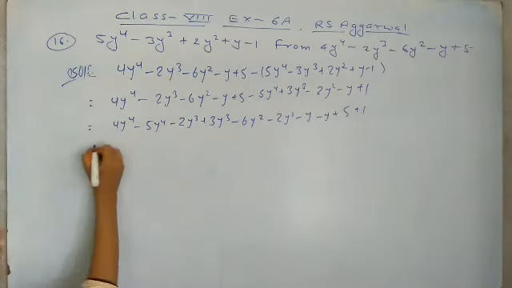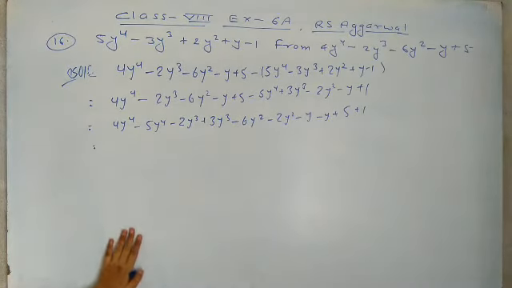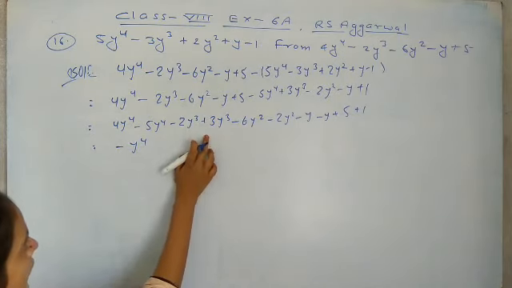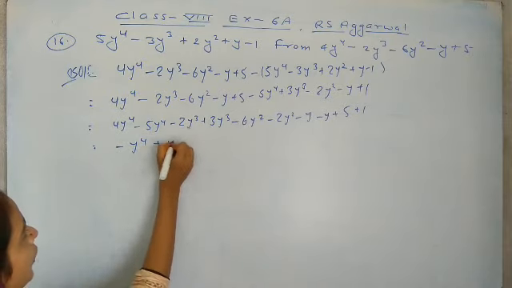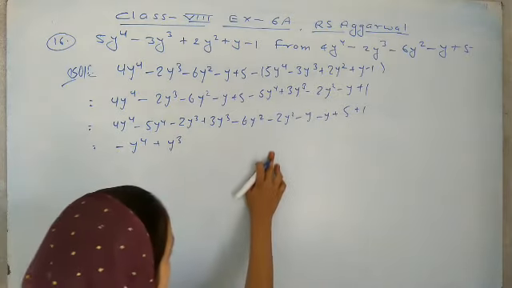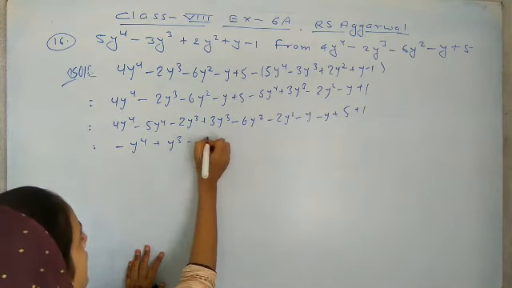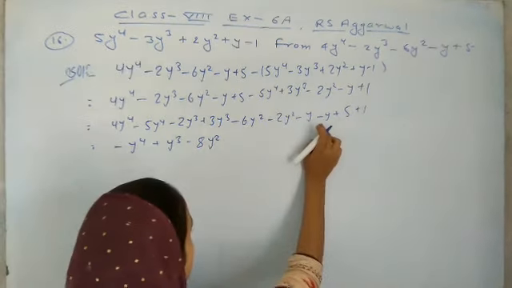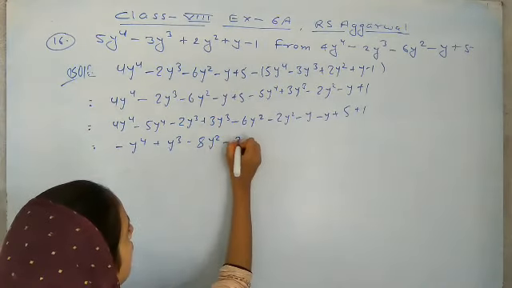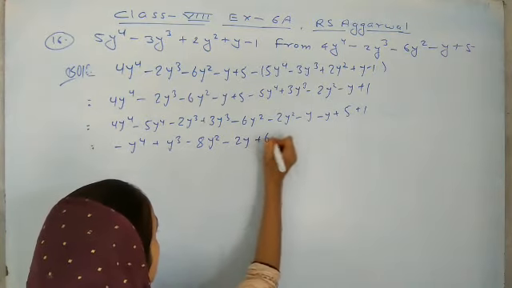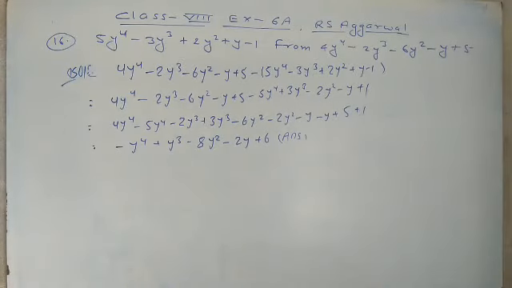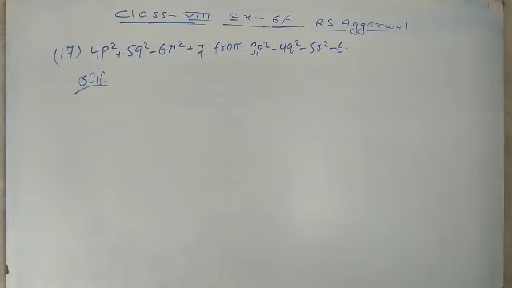Now let's solve them. Plus minus minus and the plus sign is greater, so we will write minus y to the power 4. Minus plus minus, but the sign is plus y cube. Minus minus plus, but the sign is minus 8y square. Minus minus plus, but the sign is minus 2y, and plus 6 is our answer. It means that minus y to the power 4 plus y cube minus 8y square minus 2y plus 6 is our answer. Question number 20.